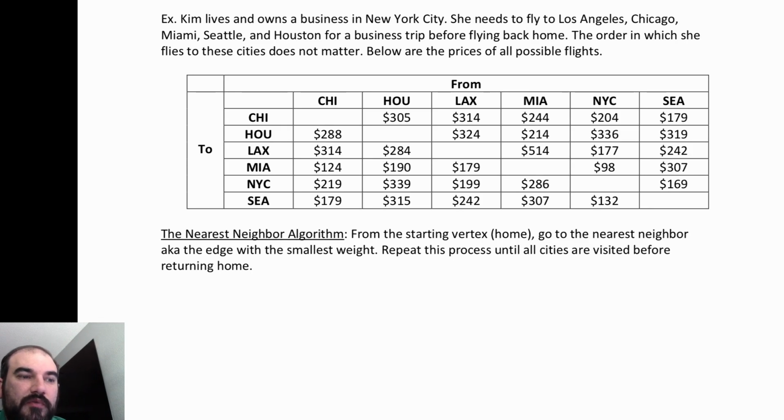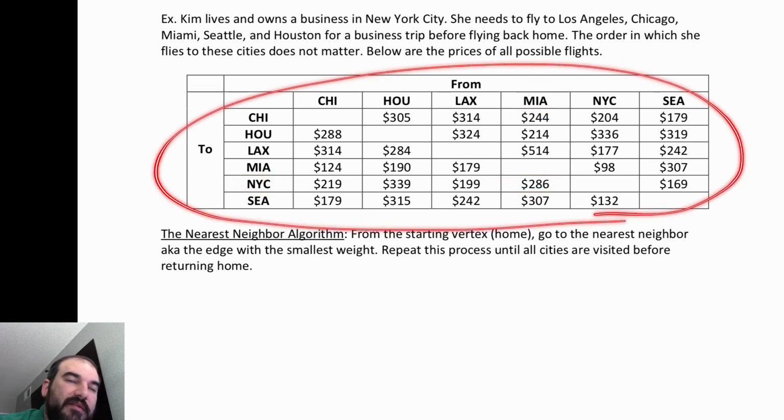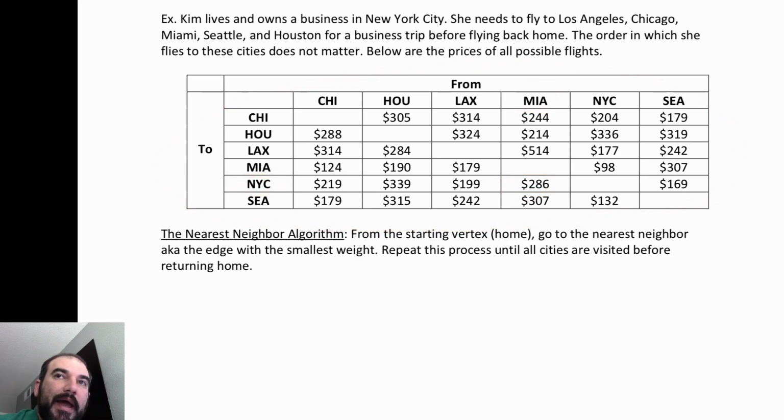When you book flights, usually going from, for example, New York City to Miami will be $98, but then if you wanted to go from Miami back to New York City, that'll be a different price, right? So this introduces the idea of edges with one direction.